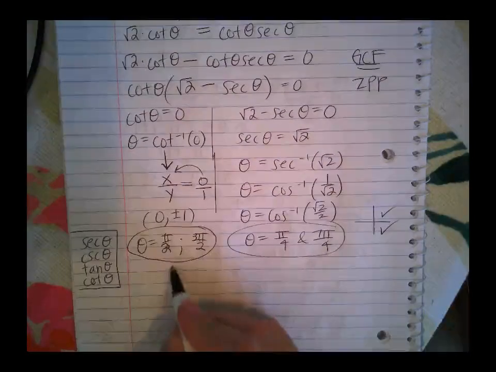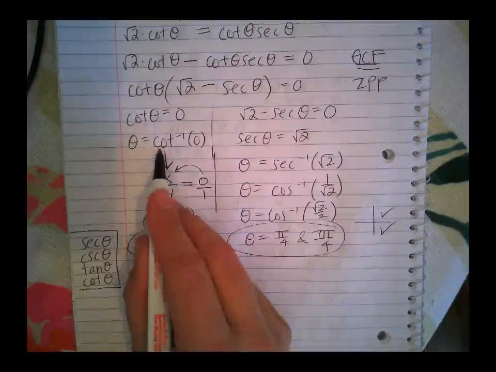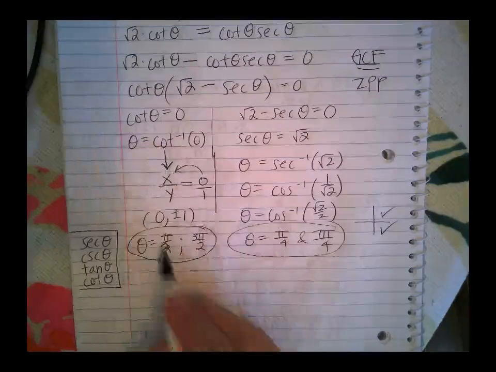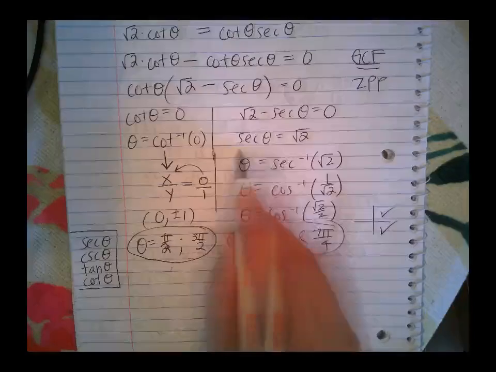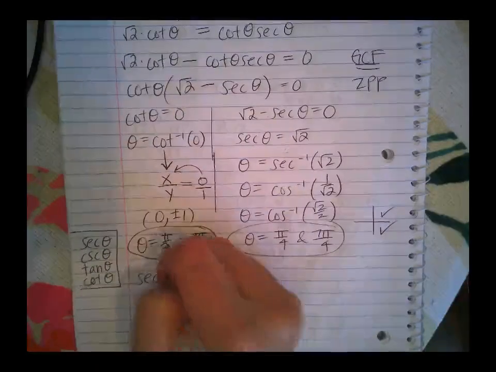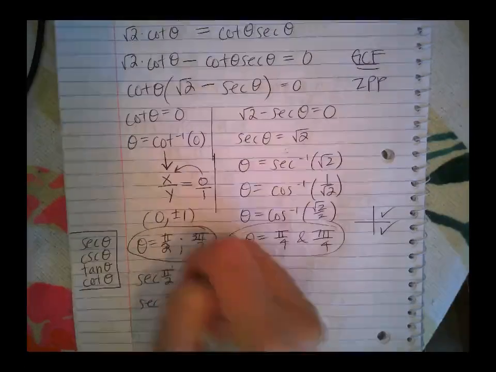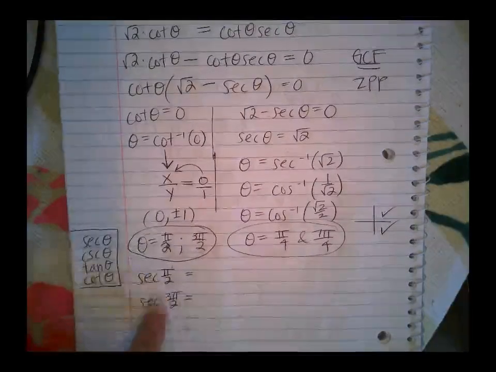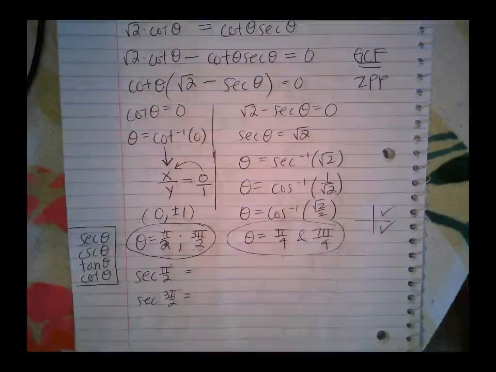Do you see how these 2 angles came from the cotangent? So we know that they are not undefined on the cotangent. But we need to check the two angles from this side with the other function on the other side. So I'm just going to say, what's the secant of pi over 2 and the secant of 3 pi over 2? And I just want to know if they're undefined or not. If they make this undefined, I'm not allowed to circle them. They can't be part of my answer.